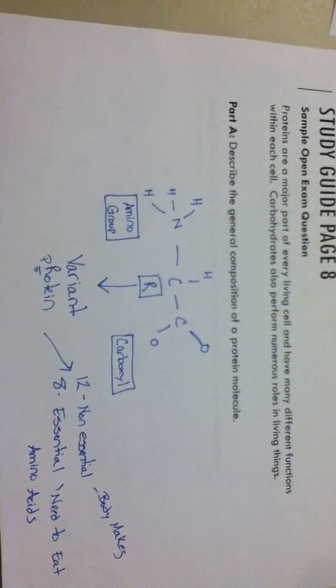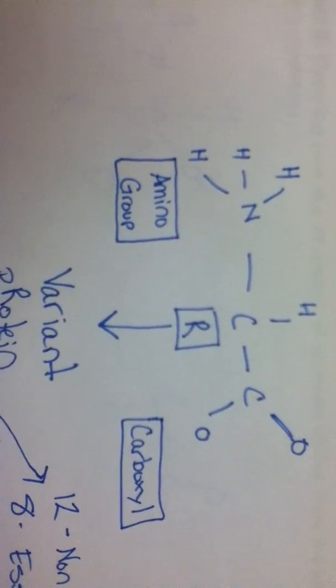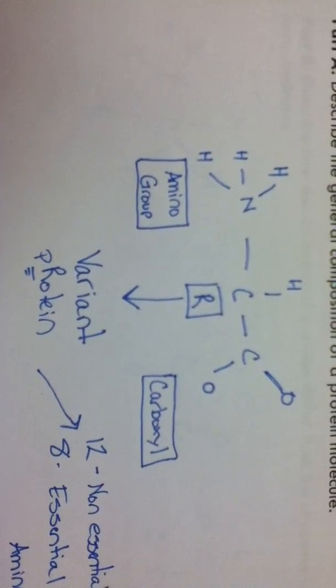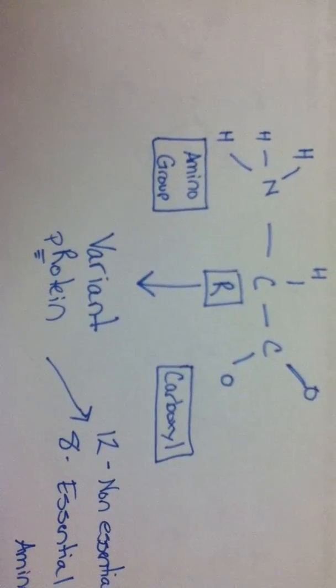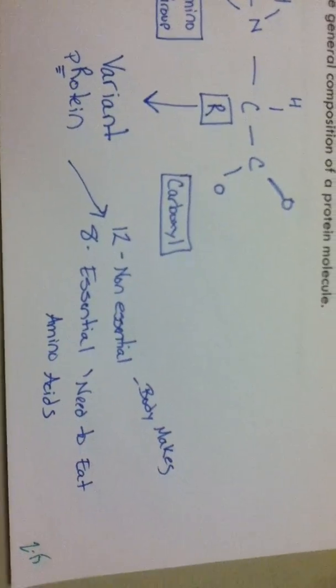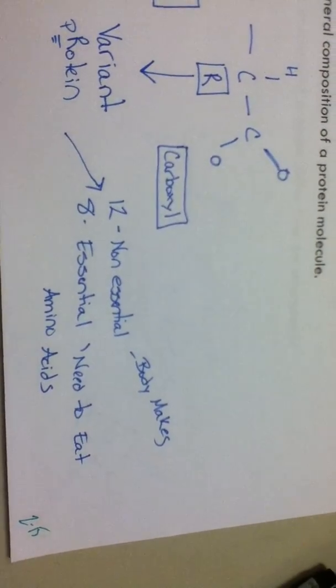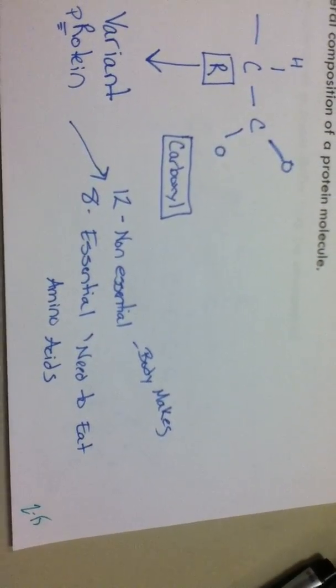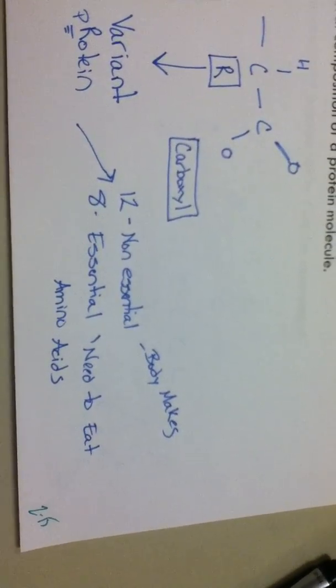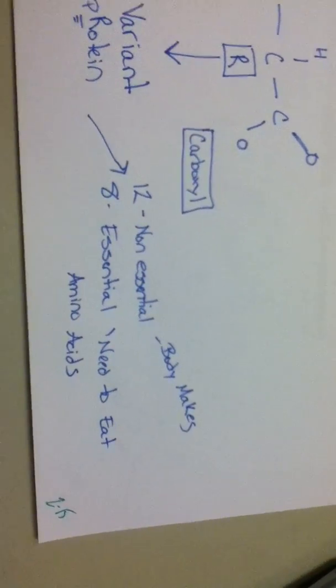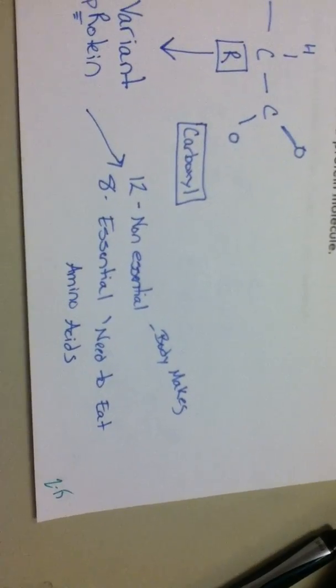All right, describe a general composition of a protein molecule. Just said it. Amino group, R group, which is your variant, and your carboxyl group. The variant is referring to any of the 20 amino acids. We've got 12 non-essential amino acids. That means your body makes them automatically, and we have 8 essential amino acids that you need to eat.